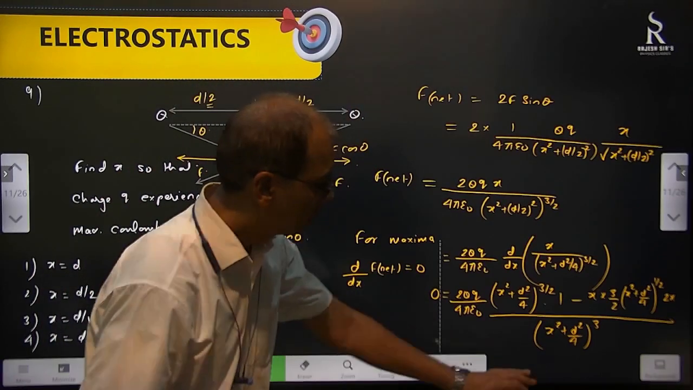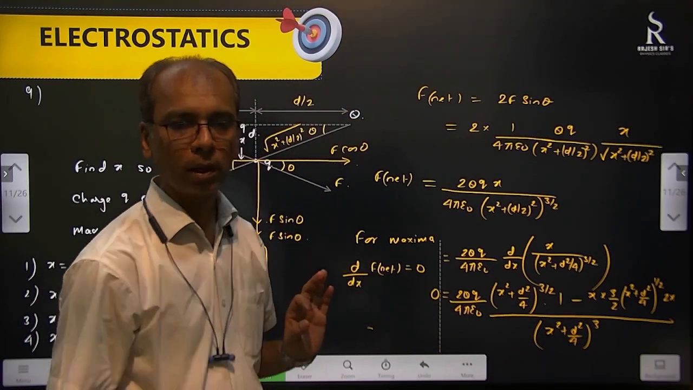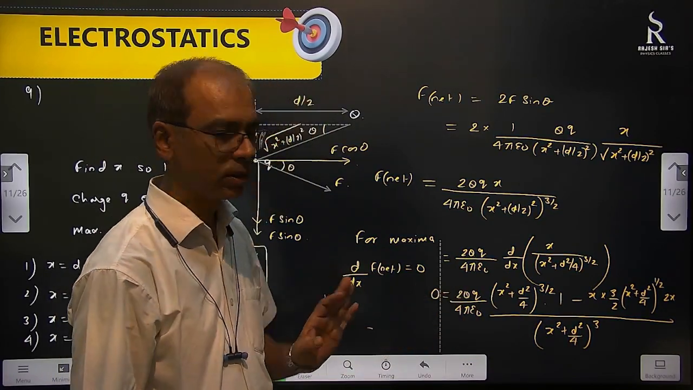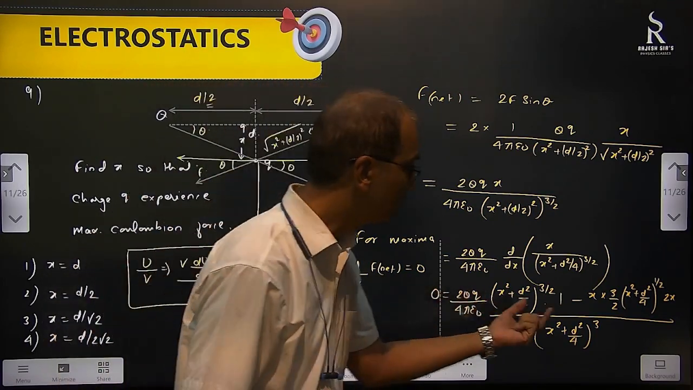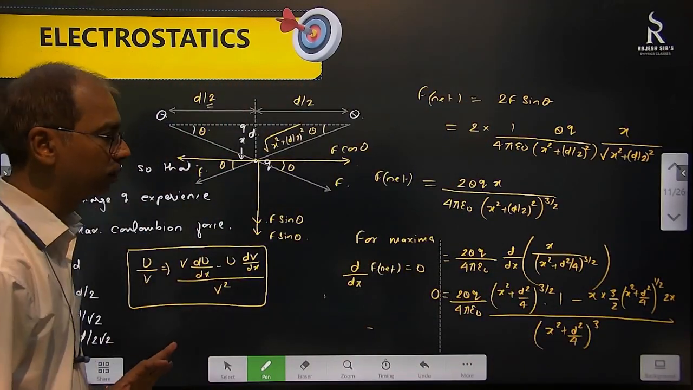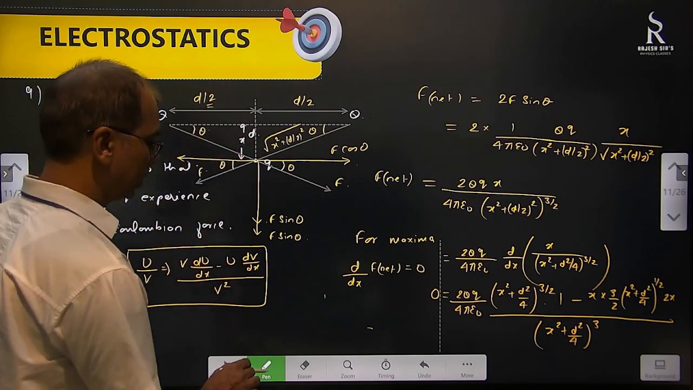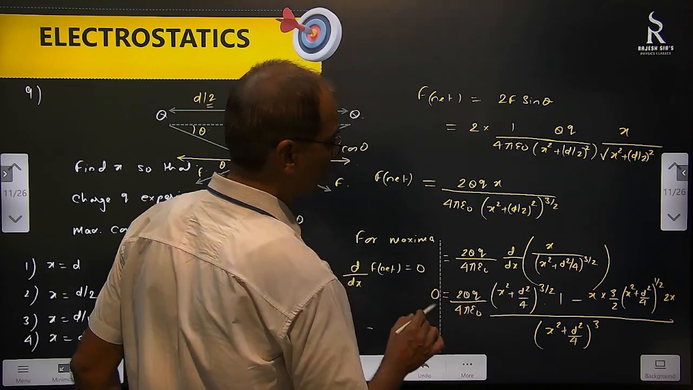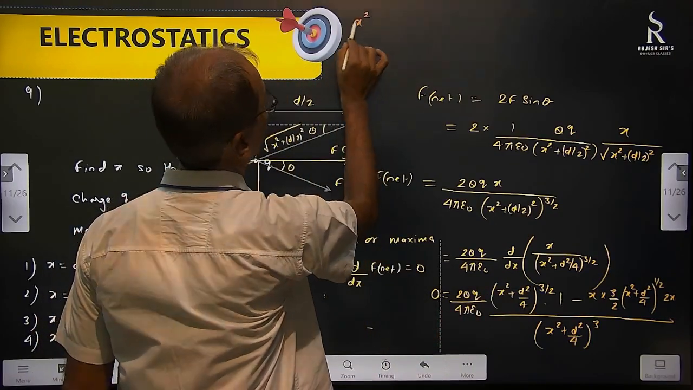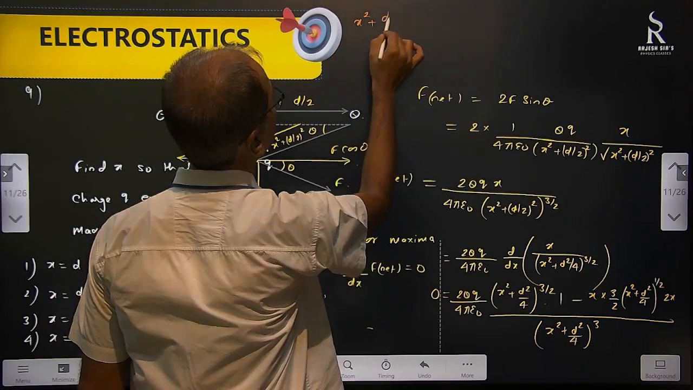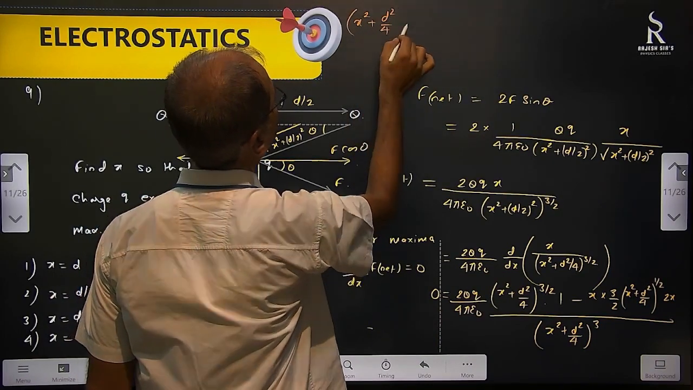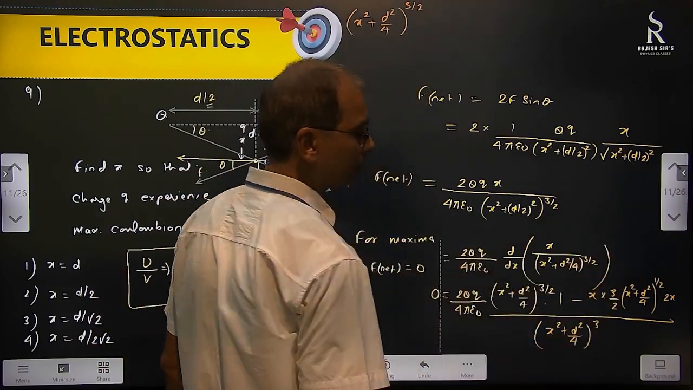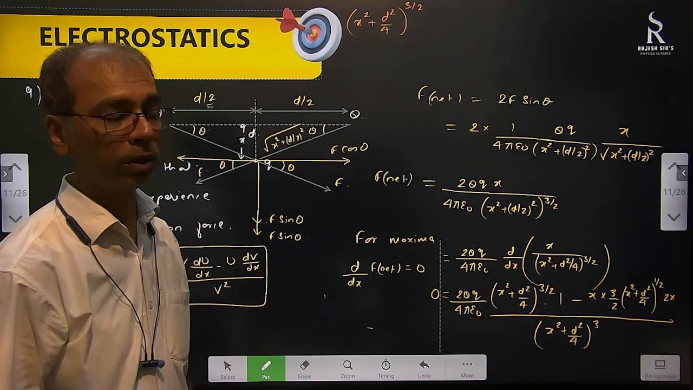Then this thing I am going to multiply. Cross multiplication, gone. 0 is going to be divided by this. Only numerator will be there. So this numerator I have to solve. Numerator is x square plus d square by 4 to the power 3 by 2, minus. So minus you take other side of equal to. It will become plus.